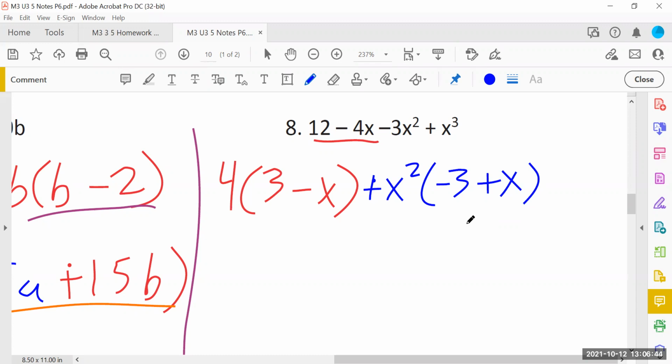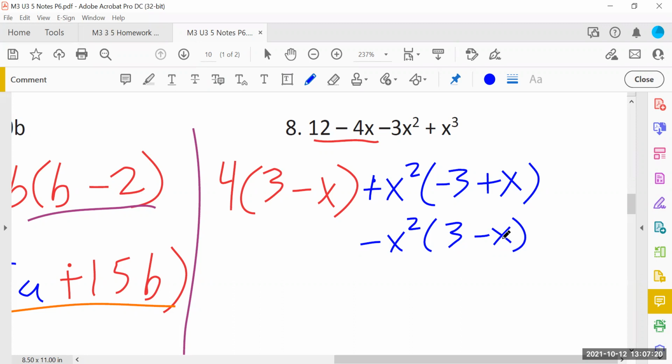So I could factor out the negative here, make this a positive 3, negative x, and this a negative. Okay, so I could have made this negative x squared, positive 3 minus x. Right, take that negative out from inside the parentheses and put it out in front. Now there's another way of doing that. I could have at the beginning just factored out a negative x squared. Does that make sense to everybody?